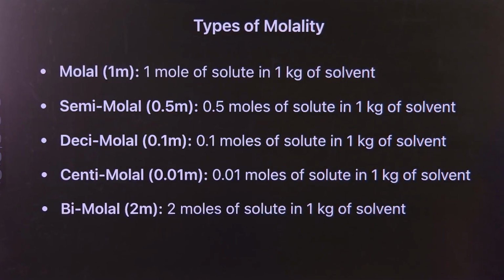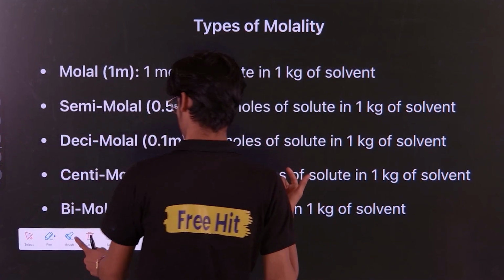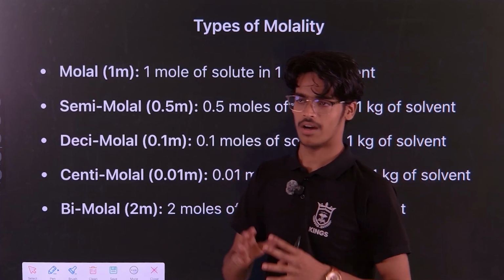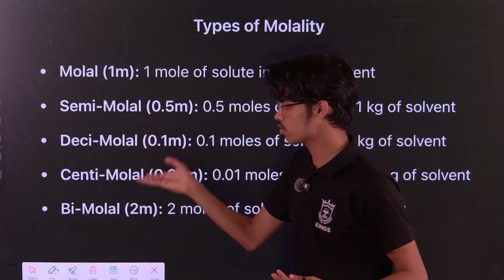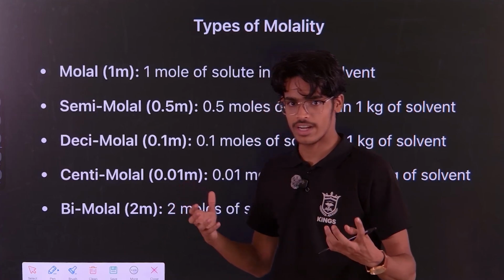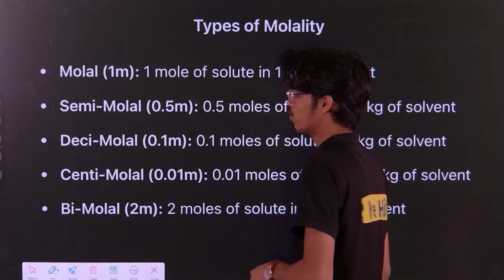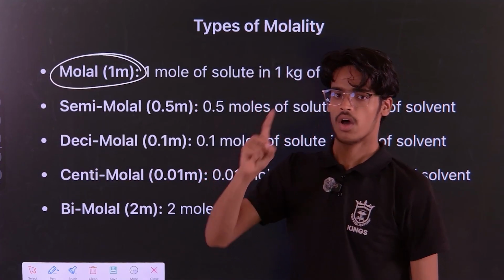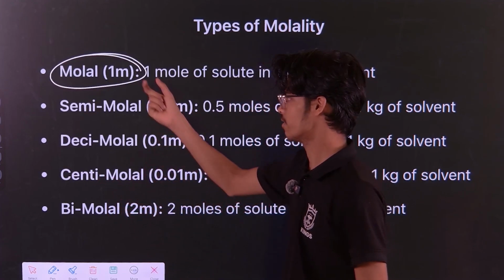Now, just like molarity, we have some different ways to write molality. Sometimes when people say a molar solution, a semi-molar solution, a decimolar solution, a centimolar solution, a bimolar solution, you will scratch your head and want to know what this is. Whenever in any question there is a molar solution, molar solution means 1 mole of solute in 1 kg of solvent. It means the value is 1.